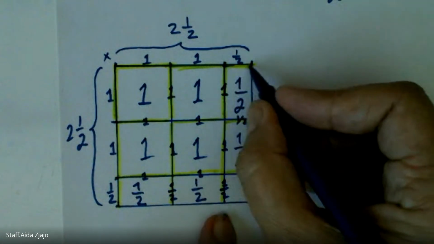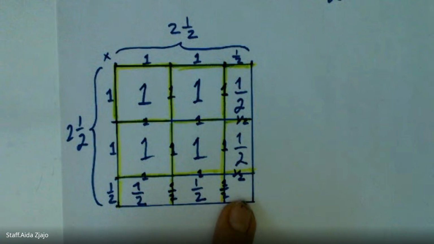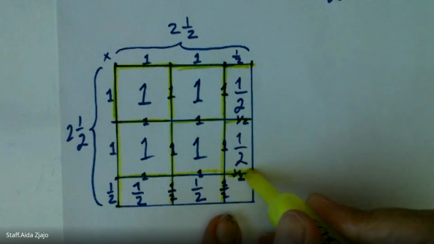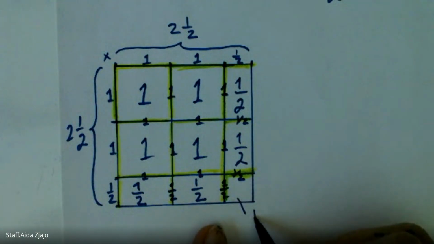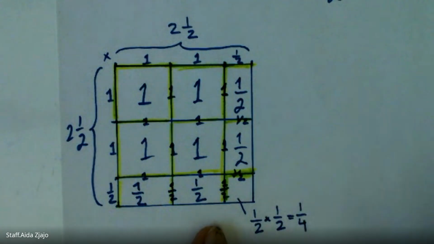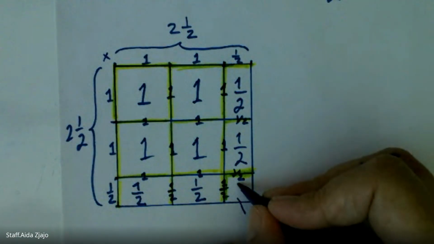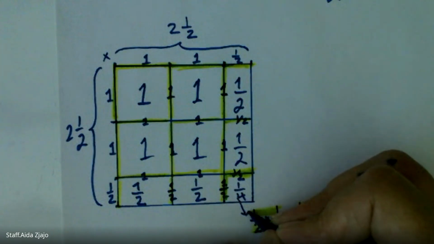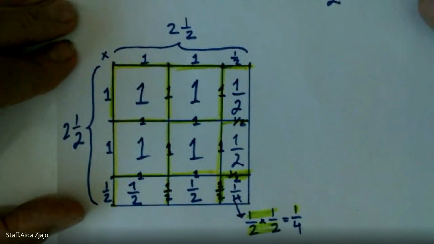And now this is half, so is this one here. So this little square here is actually half times half. If you make it like this, 1/2 times 1/2 is really 1/4 of the square, because numerator times numerator is 1, and denominator times denominator is 4. So this is 1/4.